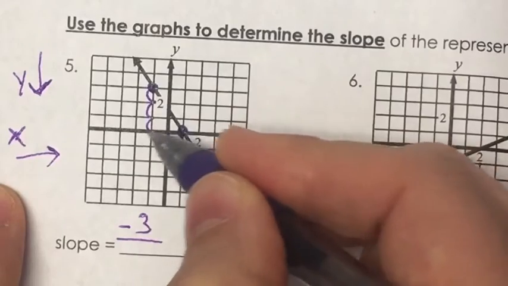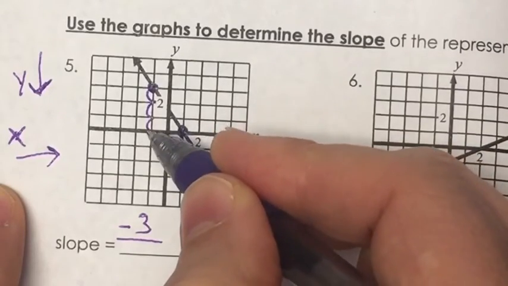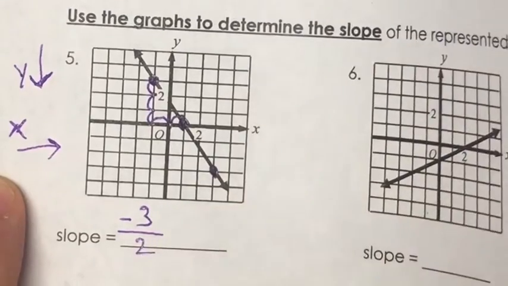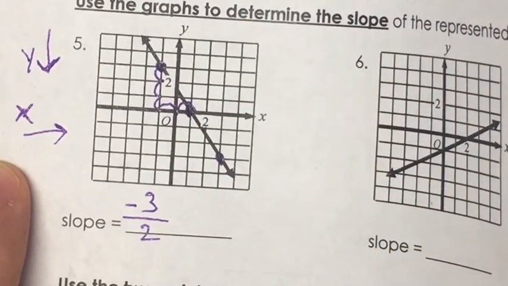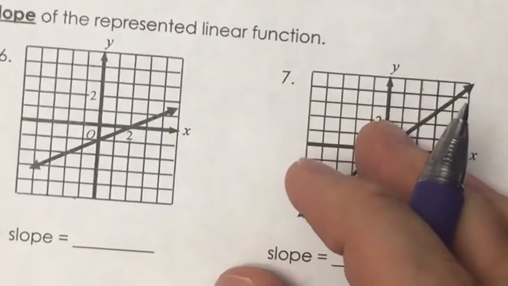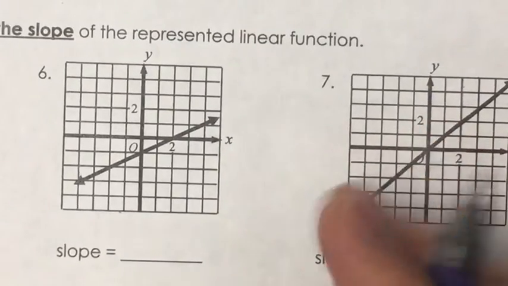And then I get down to the line with the next point, but now I need to jump over to that point, and that is 2 jumps to the right. So negative 3 over 2 is my slope for number 5. Okay? Let's do number 6, and I'll leave number 7 for you guys to do.